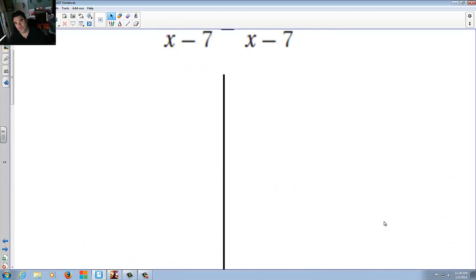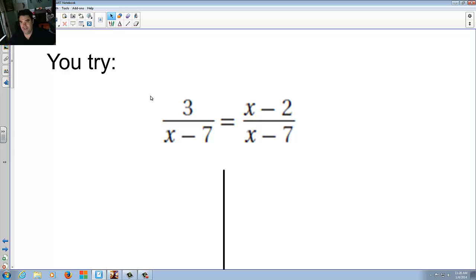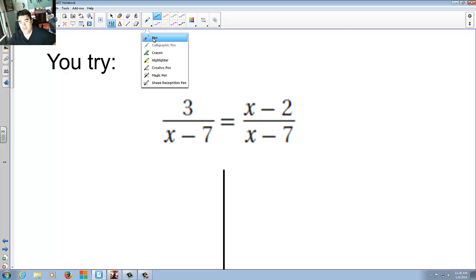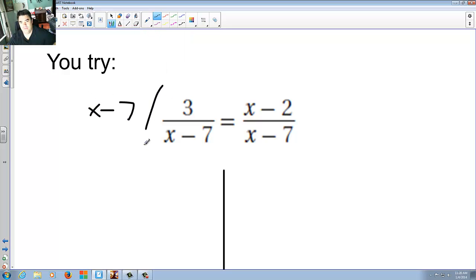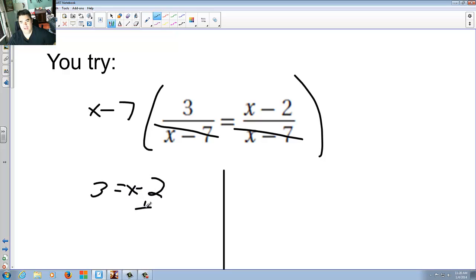And again, I know I'm probably harming myself here, but to make life a little easier, even though I'm supposed to teach you this method, you could also just times it by x minus 7 to both sides. Times by x minus 7 cancels these. Leaves 3 equals x minus 2. Add 2 to both sides, and notice how the only answer you get is the answer that works.